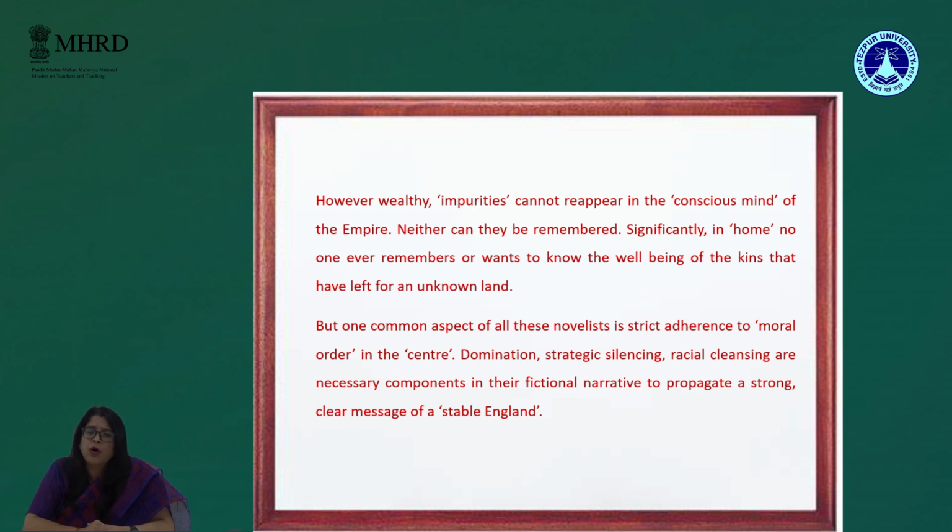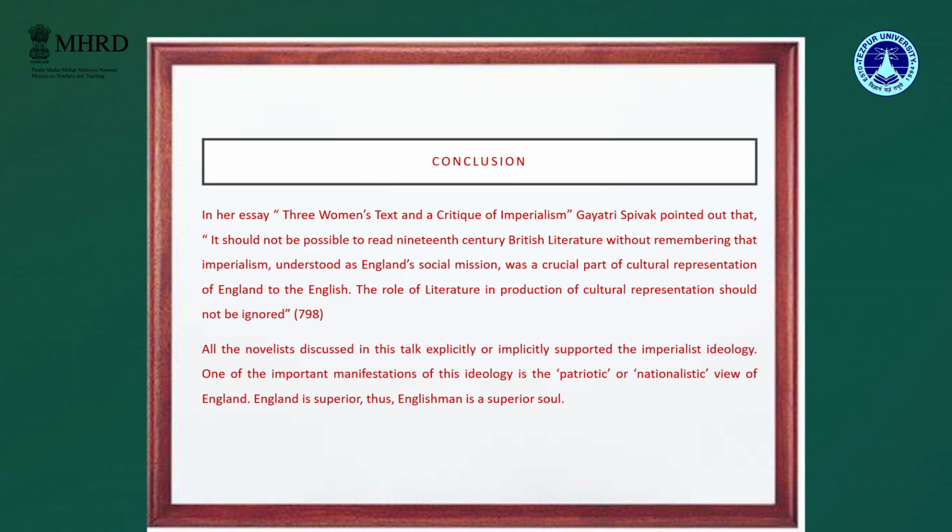But one common aspect of all these novelists is strict adherence to the moral order in the center. Domination, strategic silencing, and racial cleansing are necessary components in the fictional narrative to propagate a strong and clear message of a stable England. Gayatri Spivak, whom I have already mentioned, in her essay 'Three Women's Texts and a Critique of Imperialism,' said, 'It should not be possible to read nineteenth-century British literature without remembering that imperialism, understood as England's social mission, was a crucial part of the cultural representation of England to the English. The role of literature in the production of cultural representation should not be ignored.'